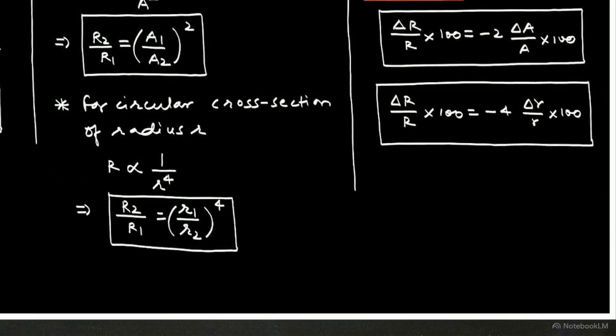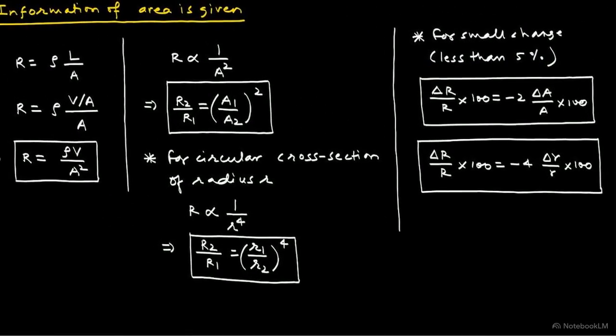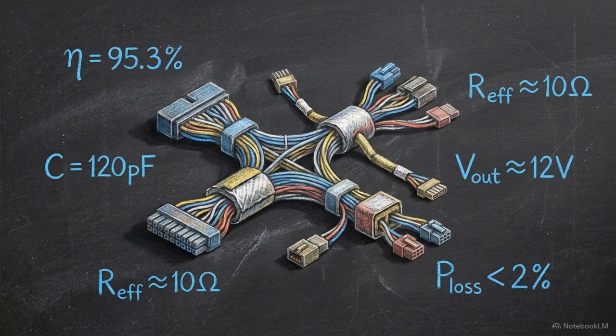For minor physical deformations, specifically those under 5%, we can use a calculus-based approximation shortcut. The exponent in the proportional equation becomes a direct multiplier for the percentage change. A 1% increase in length yields a 2% increase in resistance, but a 1% increase in radius drops the resistance by 4%. Understanding the specific mathematical power assigned to each physical dimension allows for instantaneous, highly accurate approximations in real-world engineering scenarios.